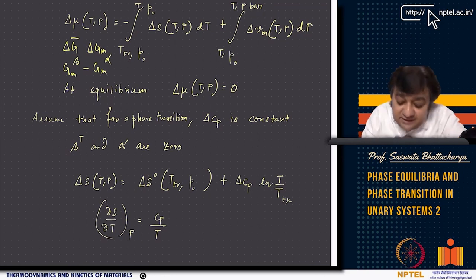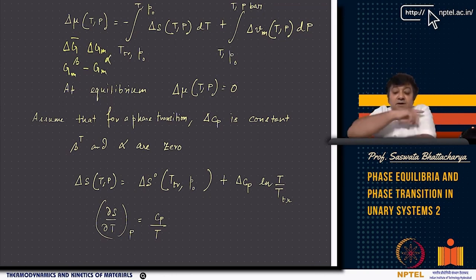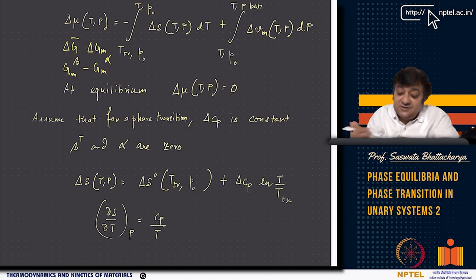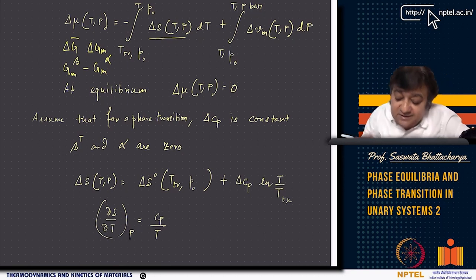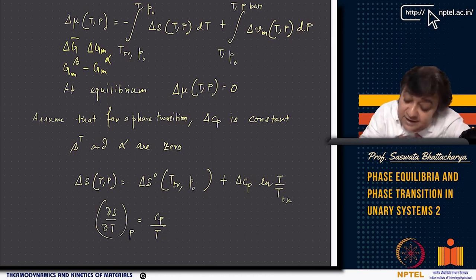So this Δμ is basically the difference in chemical potential between the beta phase and the alpha phase, or the difference in molar free energy between the beta phase and the alpha phase, which is related to the difference in entropy at the temperature of interest and pressure of interest. And the only thing, when we do the integration, please note that you have to take not only the transition temperature. This is something you sometimes miss: you have to take the transition temperature as well as the pressure, right?